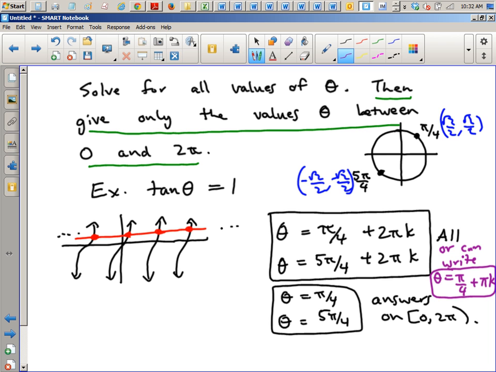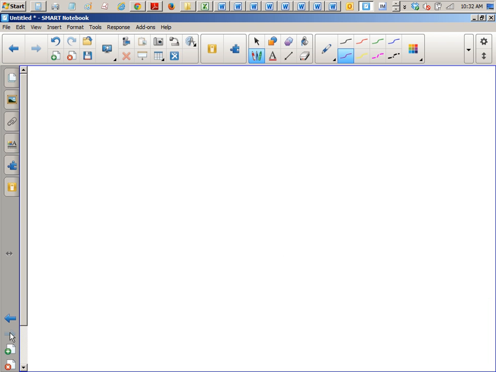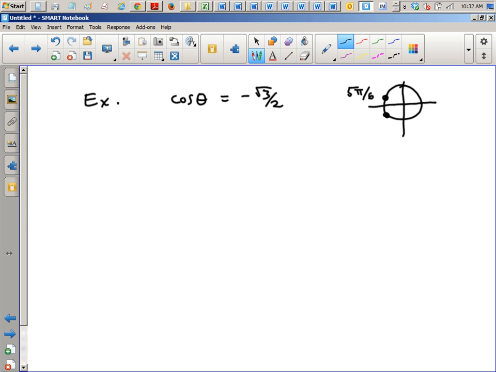Okay, let's go on to another example. All right. So the second example I picked has the same instructions, so I'm not going to rewrite them. It's just cosine of theta equals negative root 3 over 2. So you kind of need to know your unit circle well. There are two angles on the unit circle that qualify for this. They're both, of course, on the left, because x over r has to be negative. And they are at 5 pi over 6 and 7 pi over 6. They both have an x-coordinate of negative root 3 over 2. So those are the first two that come to mind.